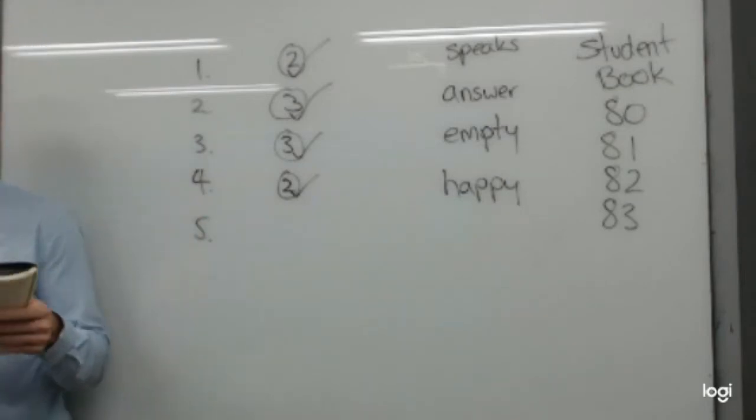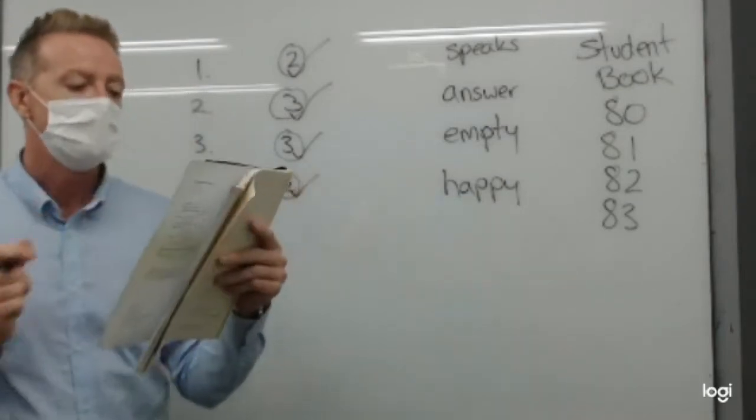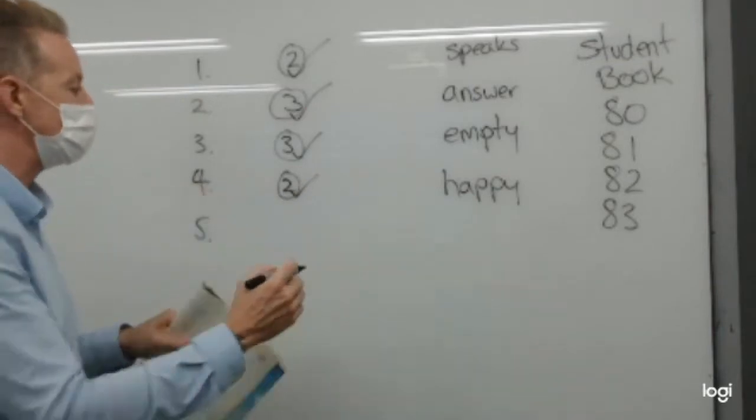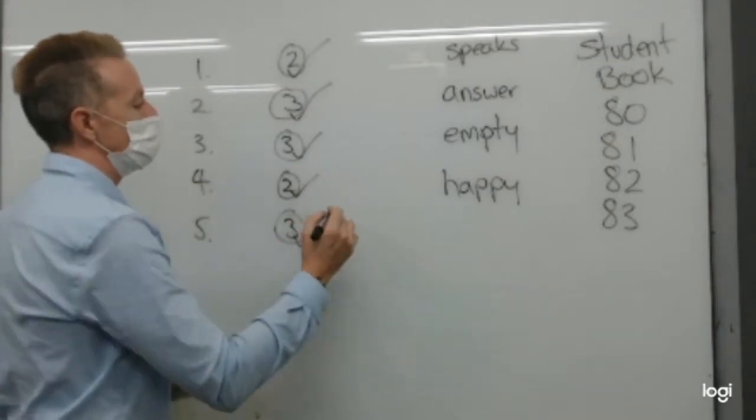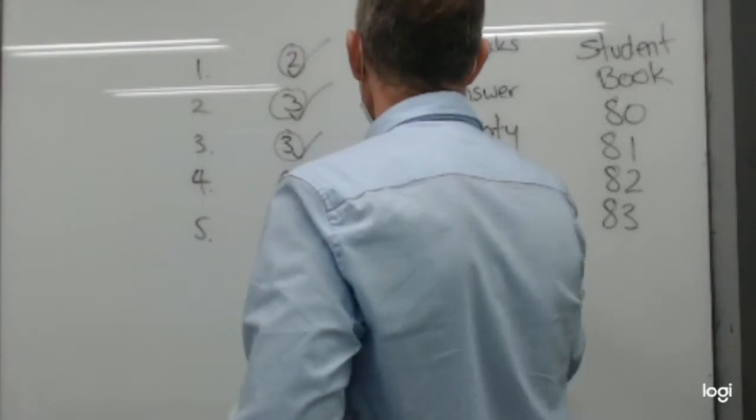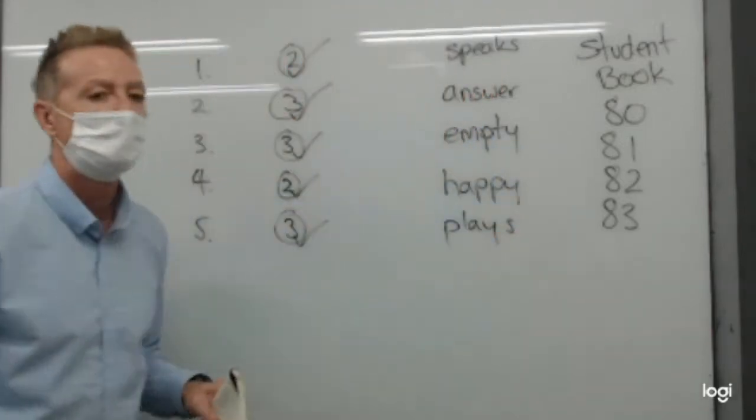And number five, the word is well. My mom plays the flute well. So tick number three. And it's changing? Plays. Very good. Plays.